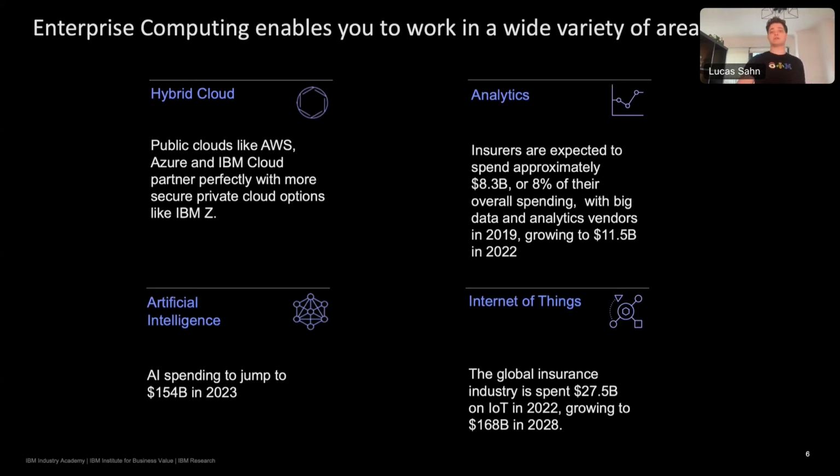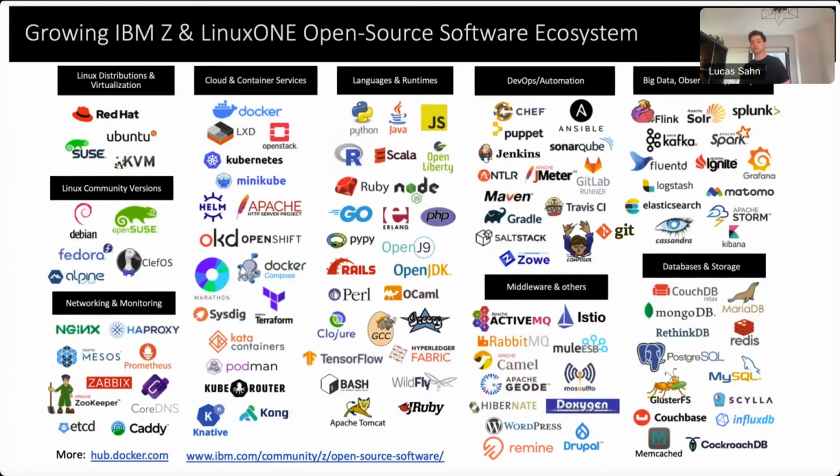But outside of just the technology areas, I want to talk about the open source software ecosystem that revolves around the IBM Z and LinuxONE technology. So if you do a little research into this technology space, you're going to see stuff like COBOL and JCL, REXX, TSO, ISPF.